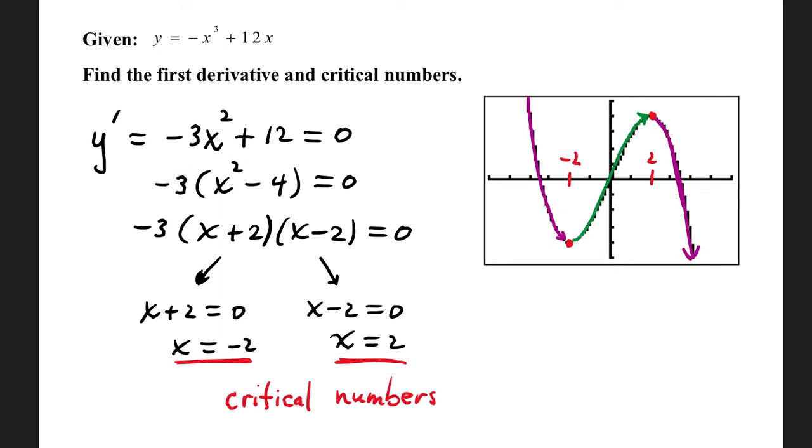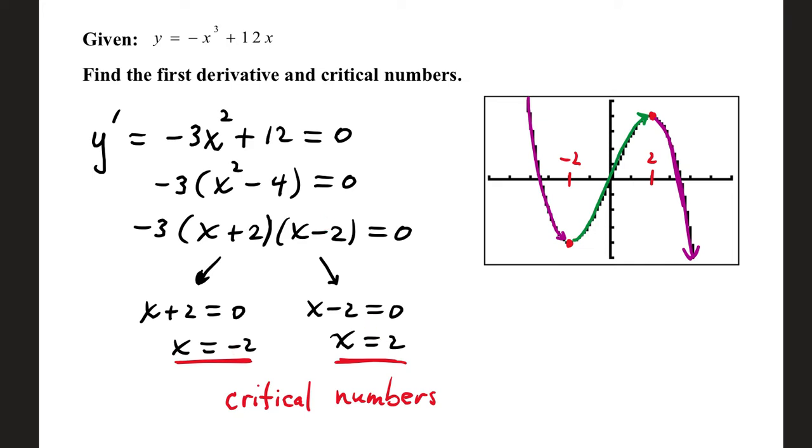So it's factored correctly. In the parentheses, we have a difference of 2 squares, and that'll break down as x plus 2, x minus 2. Since negative 3 doesn't contain a variable, we don't worry about it. It won't contain a critical number. These other two factors will. X plus 2 is equal to 0 when x is negative 2. X minus 2 is equal to 0 when x is positive 2.